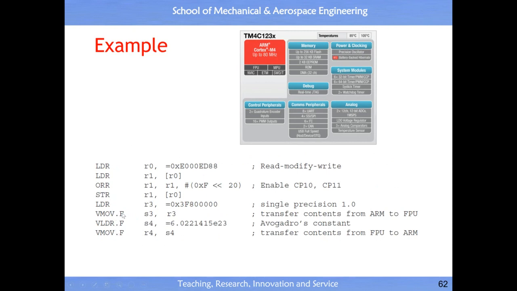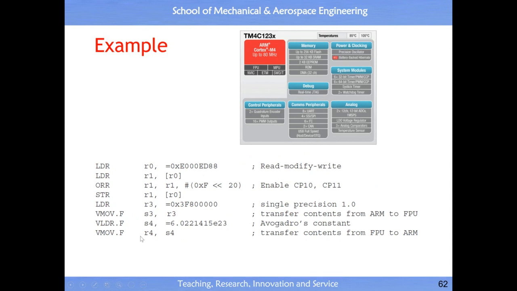You will see we have a move, we have a store, we have a move. That means copy over the content from register R3 into the floating point register S3. Then here is to load this value. Here you will see an equals sign. You can write this exactly as a single precision real number, then load it and store it into the single precision floating point register.